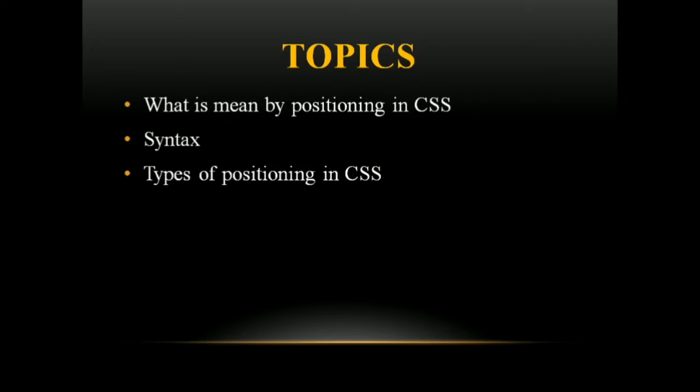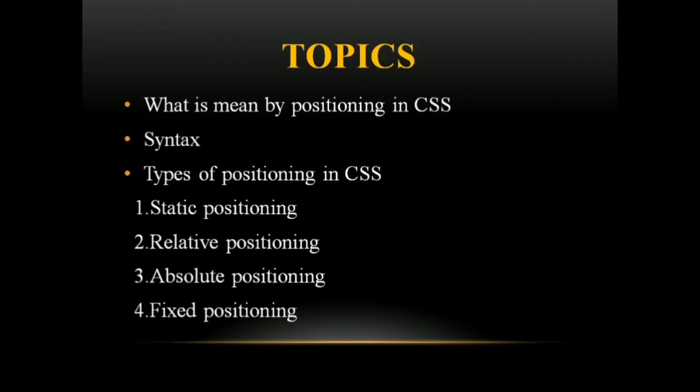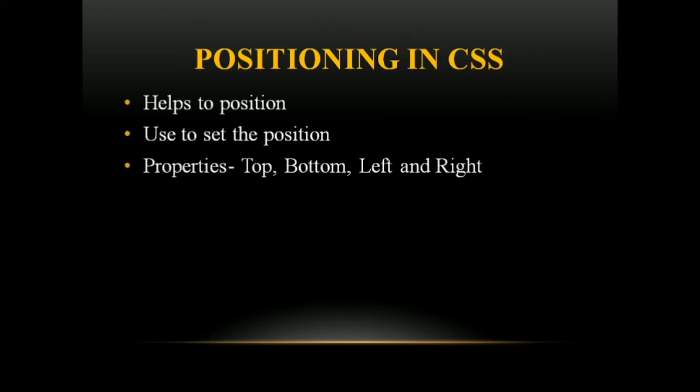First one is static positioning. Second one is relative positioning. Third one is absolute positioning, and the fourth one is fixed positioning. So first we will see what is meant by positioning in CSS. It helps to position the HTML elements. It controls the position of an element on a web page using a value. The position property is used to set the position for an element. The element can be positioned using the top, bottom, left and right properties.